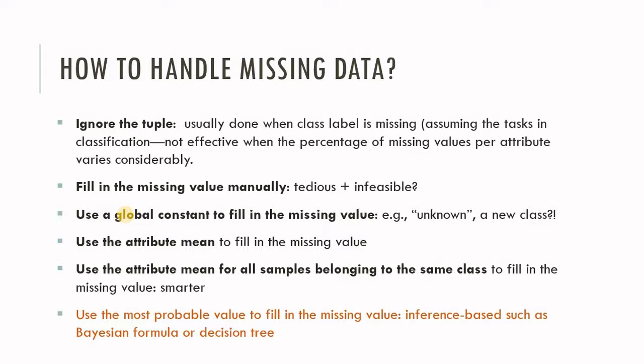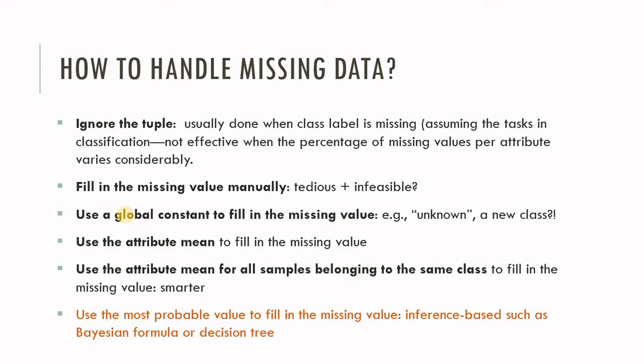The third option is to use a global constant to fill in the missing value, like unknown or null. Replace all the missing attribute values by the same constant, such as a label like unknown or infinity. If missing values are replaced by, say, unknown, then the mining program may mistakenly think that they form an interesting concept, since they all have a value in common, that of unknown. Hence, although this method is simple, it is not foolproof.